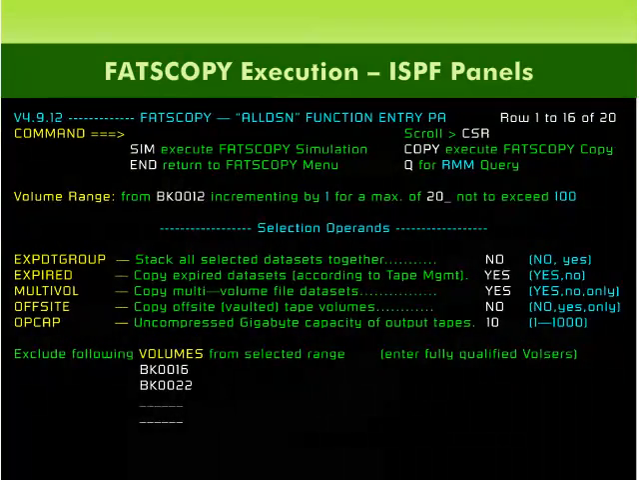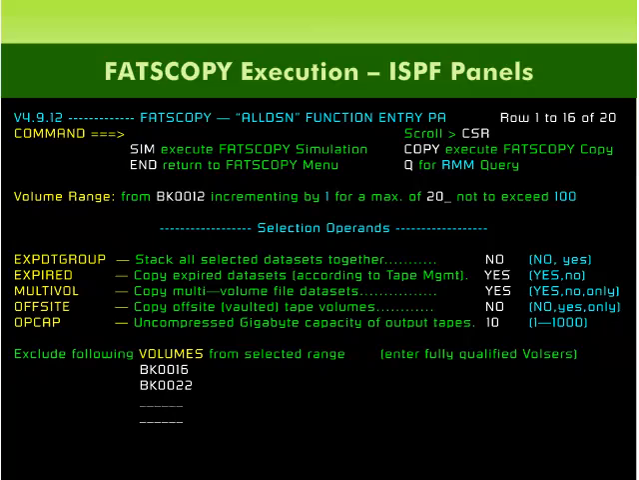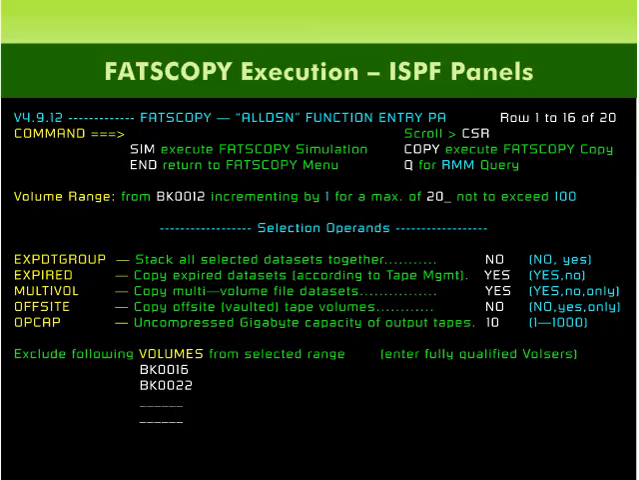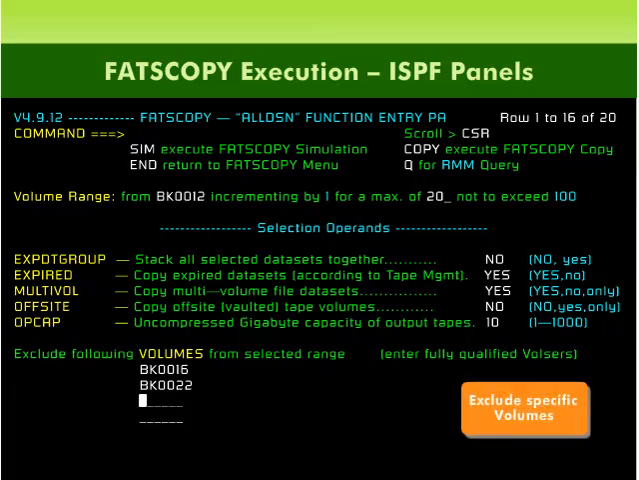On the All DSN panel, all datasets on one or more tapes are copied. In our example, FATSCOPY will copy datasets from a range of tapes beginning with BK0012 and ascending for 20 tapes, continuing with BK0013, then BK0014, and so on. Ordinarily, the copy process would continue to BK0031, but volsers BK0016 and BK0022 have been excluded.